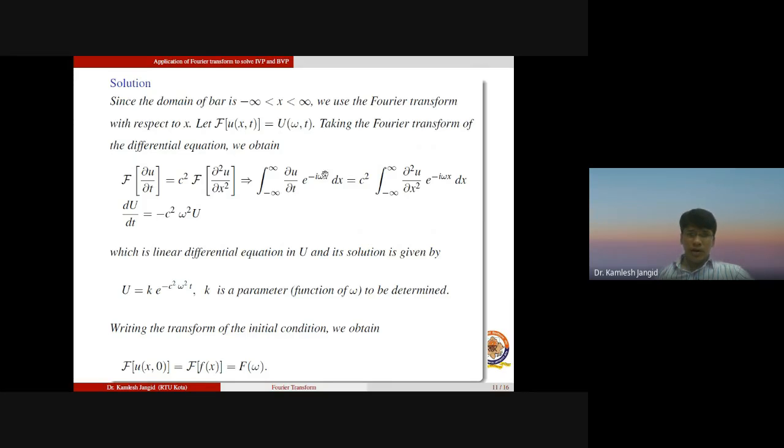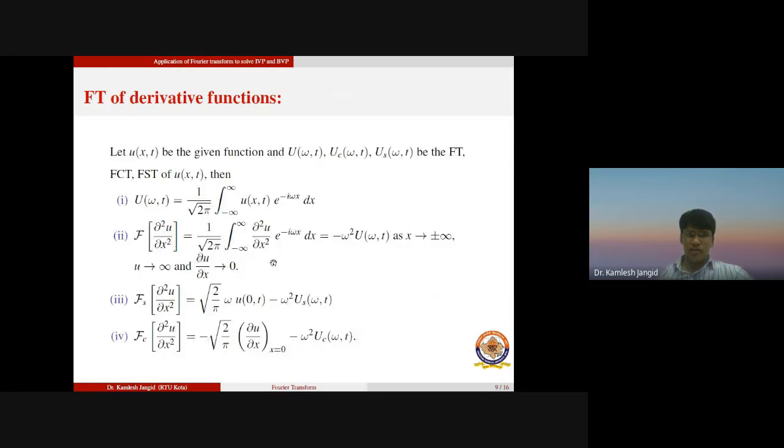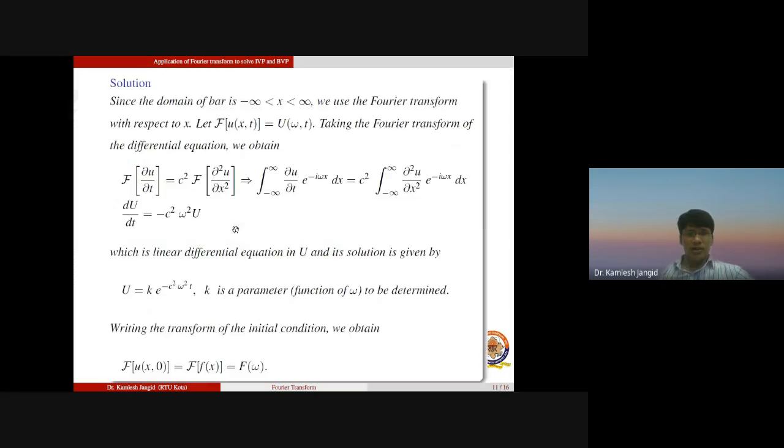Now this can be written as dU/dt, and this equals minus c², because we know that the Fourier transformation of the second order partial derivative equals minus ω² U(ω, t). So this is −c²ω²U. Now this is our linear differential equation in the dependent variable capital U, and its solution is given by U = k e^(−c²ω²t), where k is a parameter, a function of ω, which is to be determined.